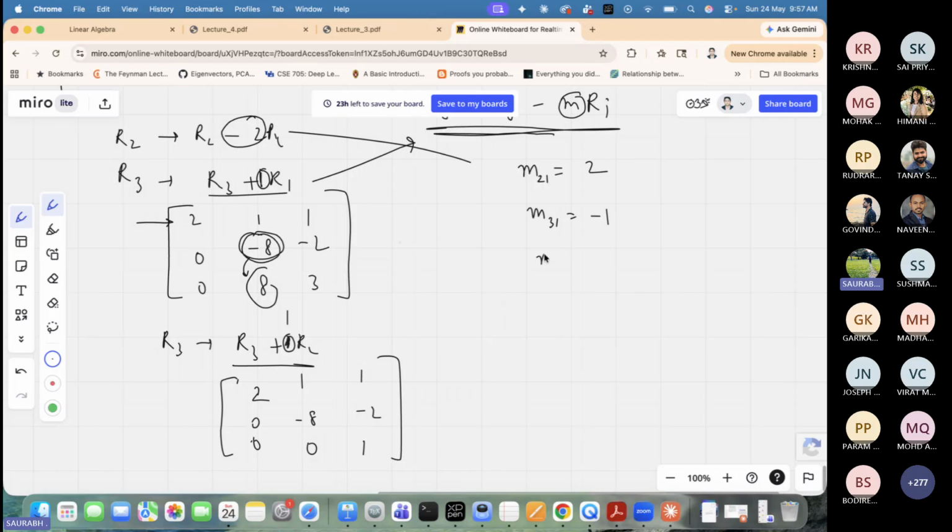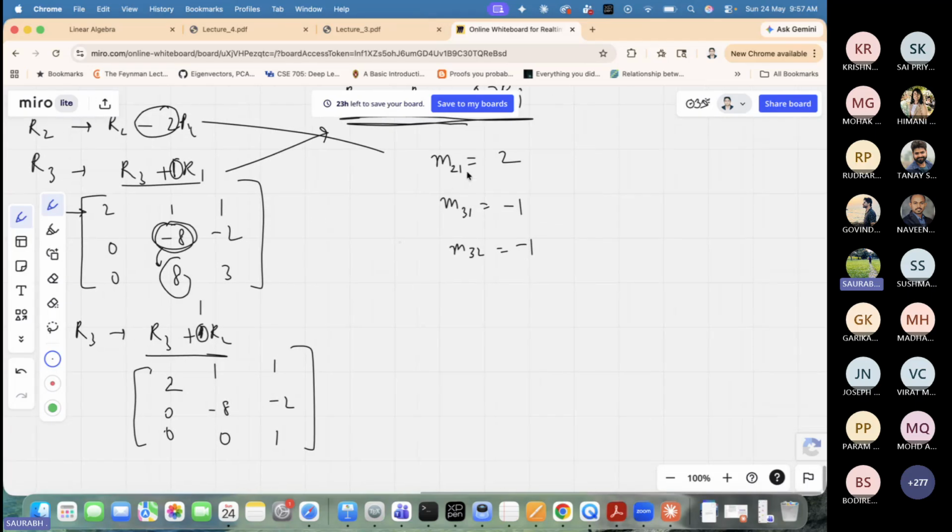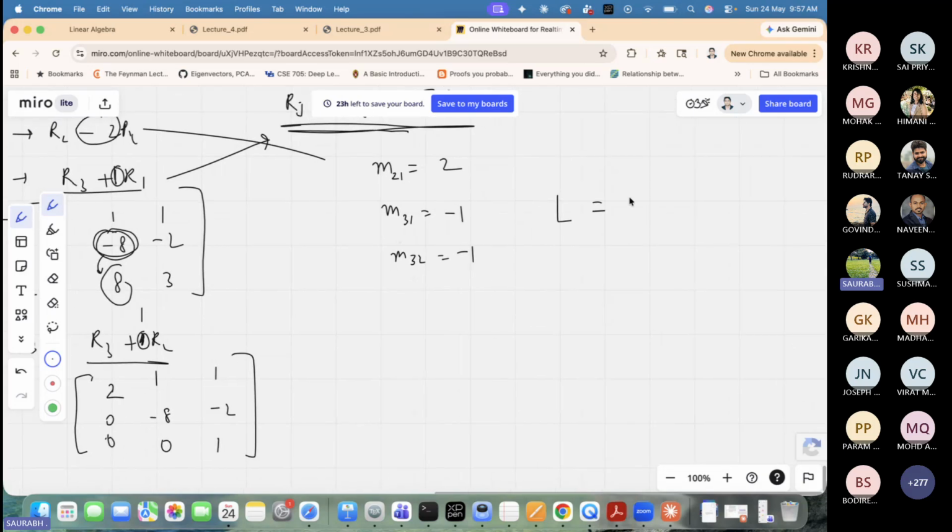The third multiplier that you have, M32, is equal to minus 1. Now, these are the three multipliers. So the lower triangular matrix would be of this form. Because you have a lower triangular matrix, firstly, just create 1, 1, and 1 on the diagonal, and 0, 0, 0 above it.